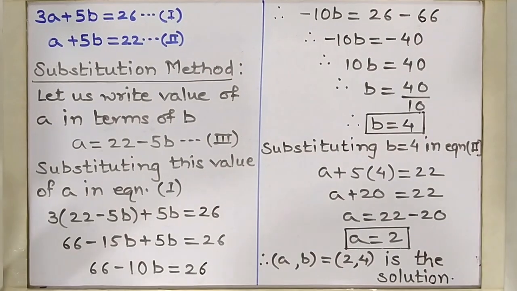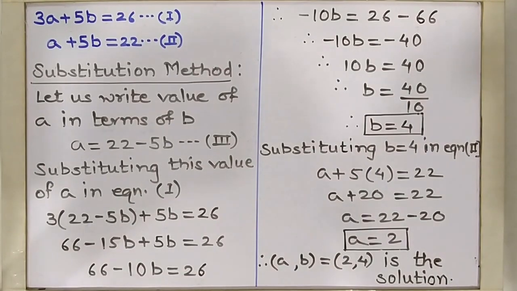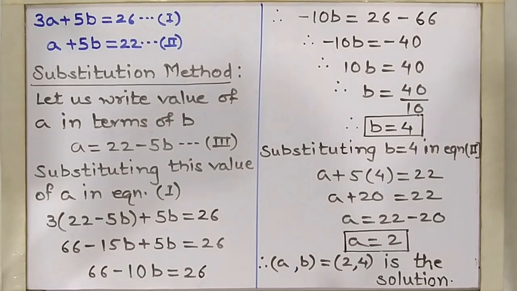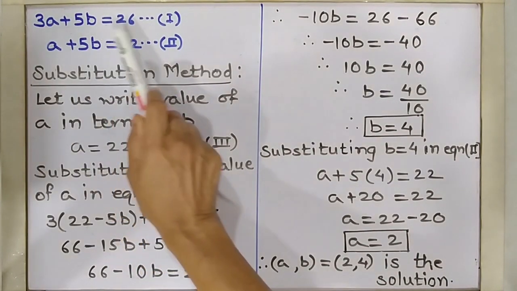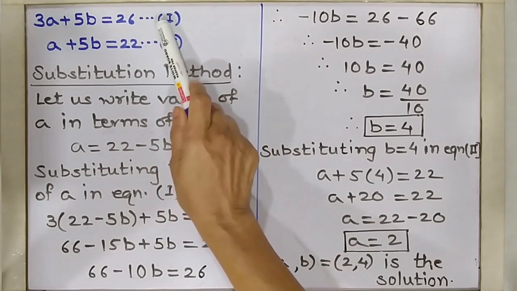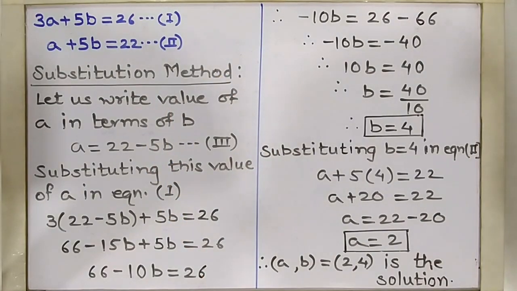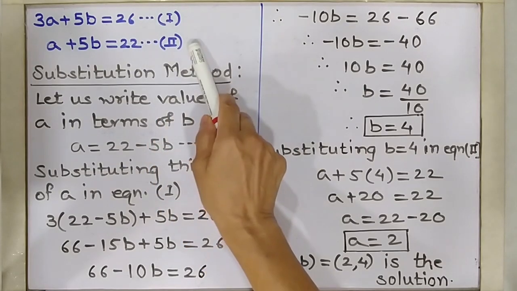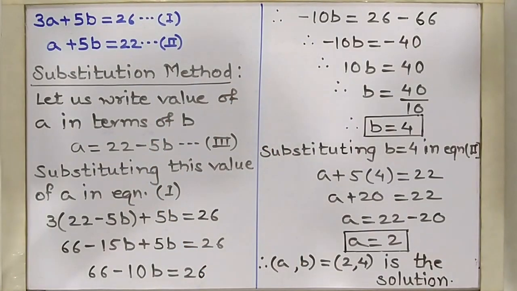Maths paper 1, lesson number 1, linear equations in two variables, exercise 1.1, question number 2, sum number 1. There are two equations given. 3a plus 5b is equal to 26. We'll number this as equation 1. Second equation, a plus 5b is equal to 22. We'll number this as equation 2.